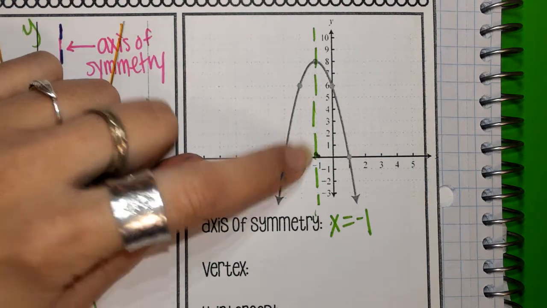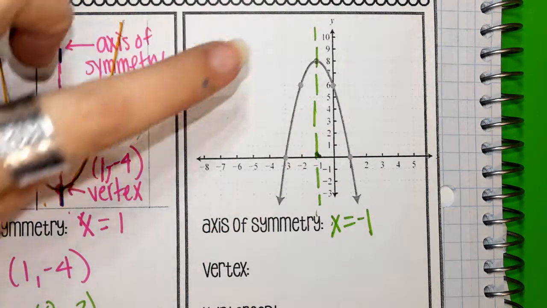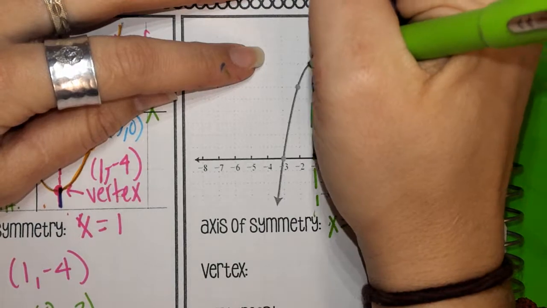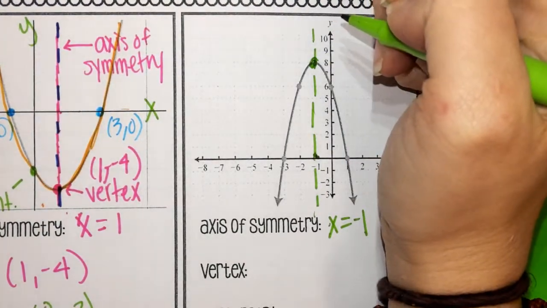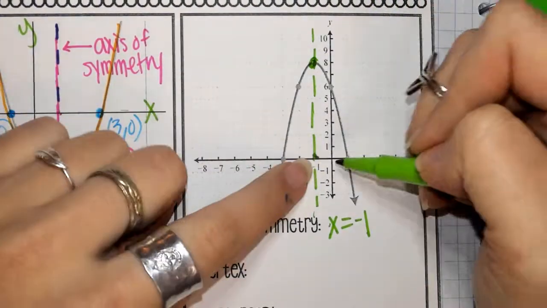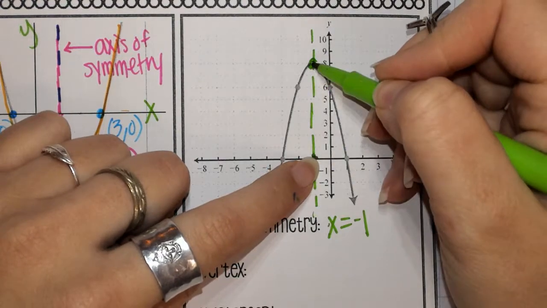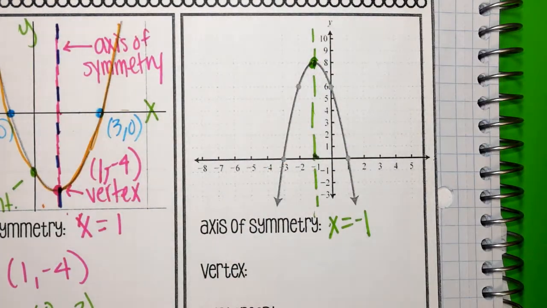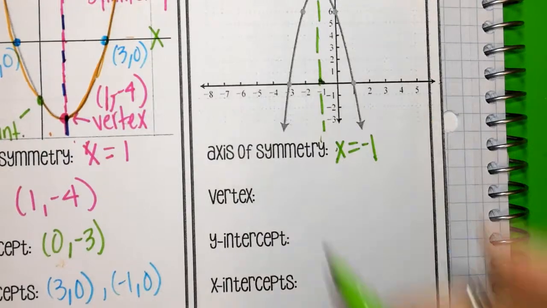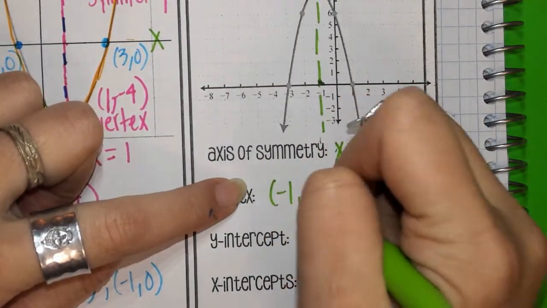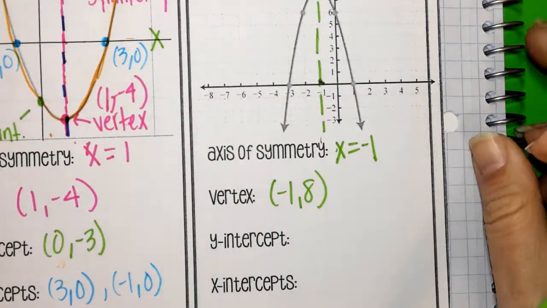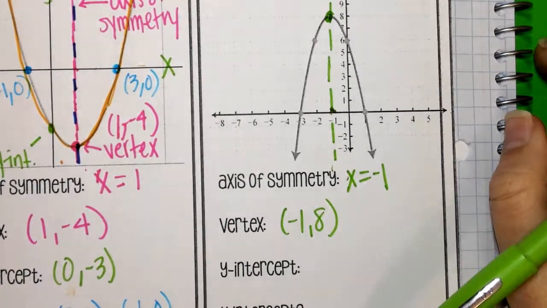Now, the vertex, which is this point right here, do not say anything. You go left 1 and up how many to get to that point? So -1, 8. So your vertex is -1, 8.